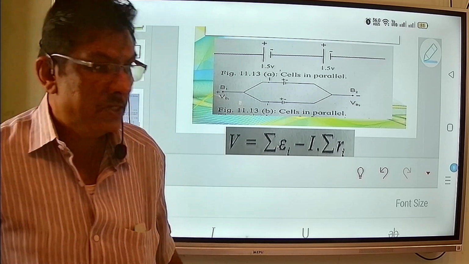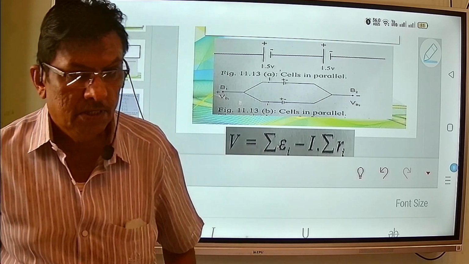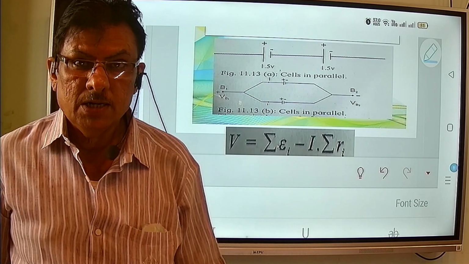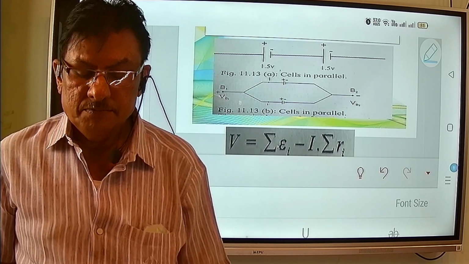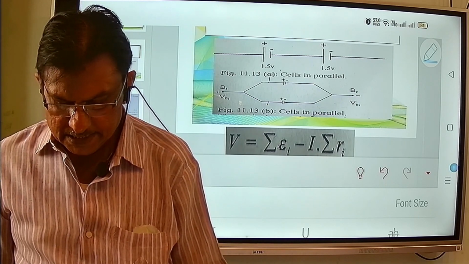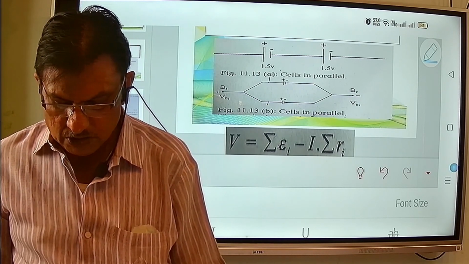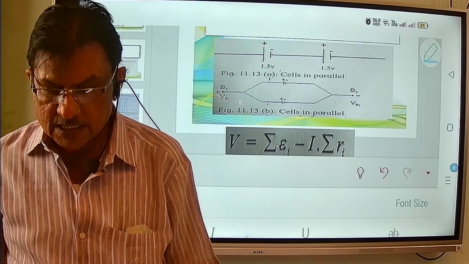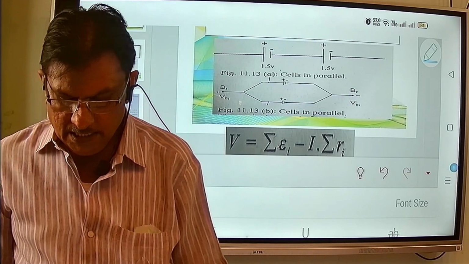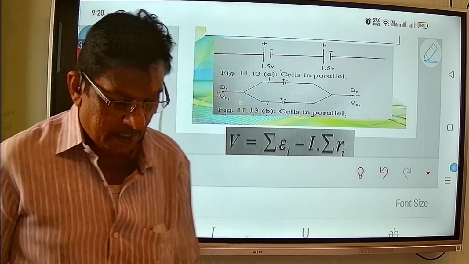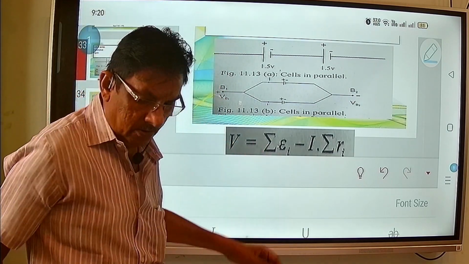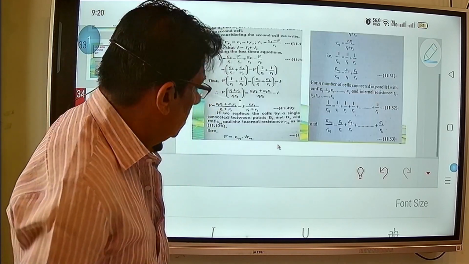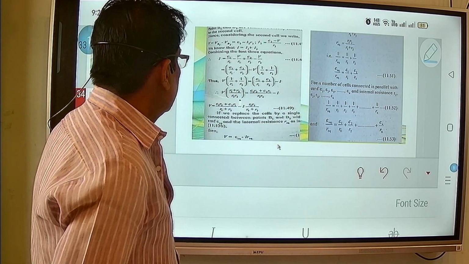Previously we have proved this equation. Because our cell has internal resistance, we must not neglect the Ir term. So we are writing it as V is equal to E1 minus I R1. This is for the first cell. I'll go to this expression part. Now you see here.